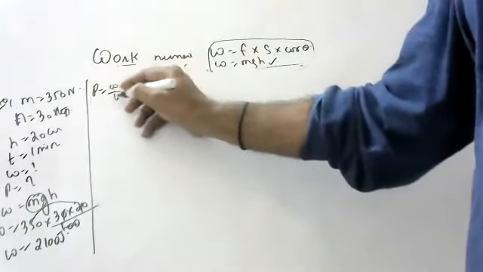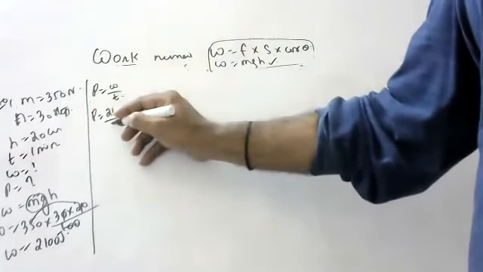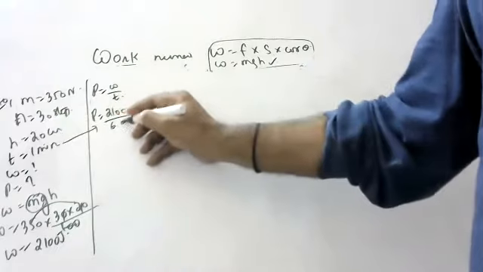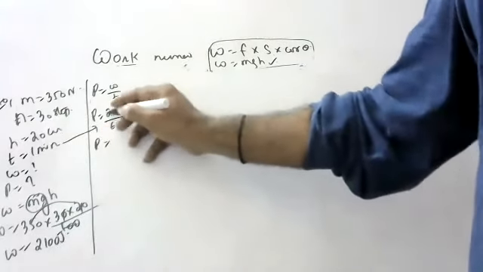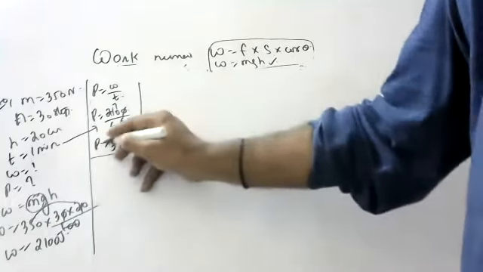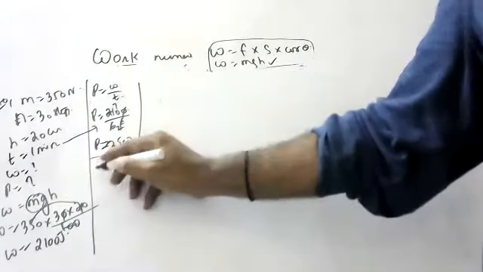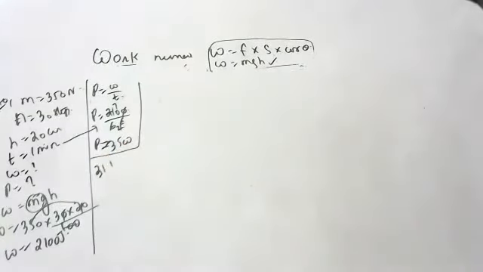Power is equal to work by time. So power is equal to 2100 by 60 seconds. 3 7s are 21, so 35 watts. 35 watts is the answer. Next. Hansika, are you there? Yes, sir. 21st question.